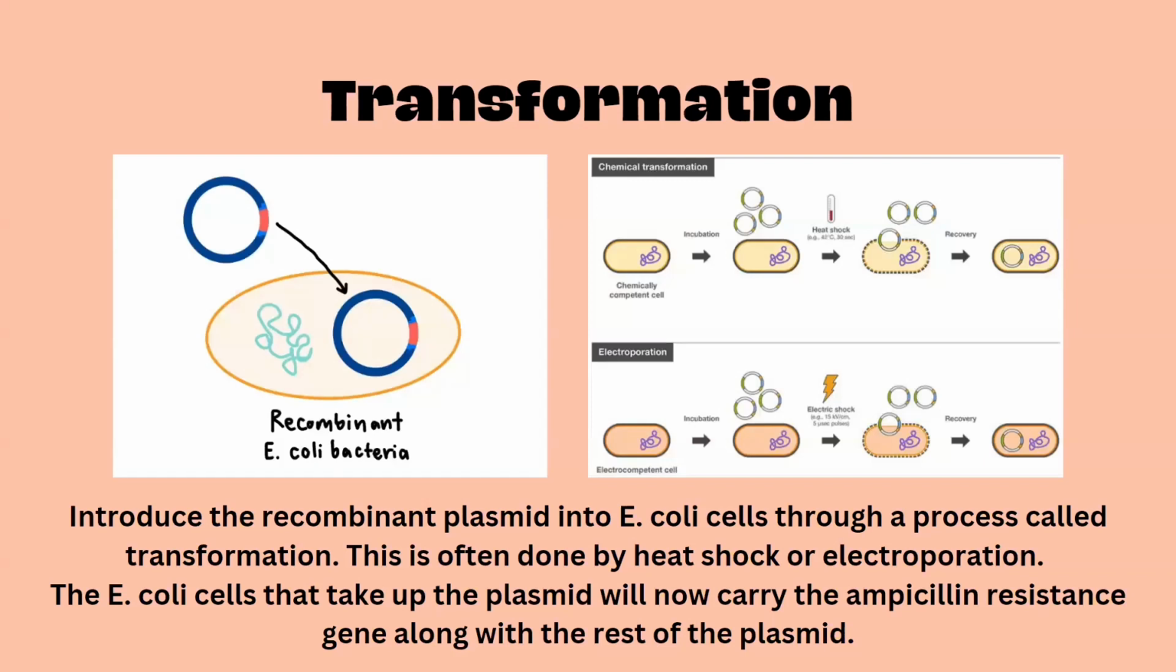And next is transformation. We will introduce the recombinant plasmid into E. coli cells, often done by heat shock or electroporation. Heat shock uses high temperature to make the membrane of E. coli have space for the modified plasmid to go inside the cell. Another one, electroporation, uses electric shock to push the plasmid into the cell. And after that, we recover it. The E. coli cells that take up the plasmid will now carry the ampicillin resistance gene along with the rest of the plasmid.